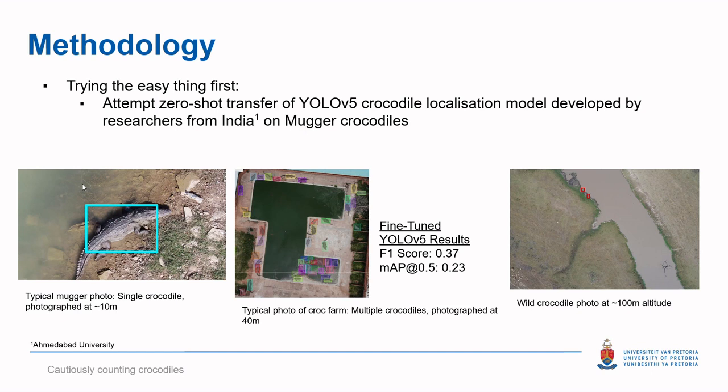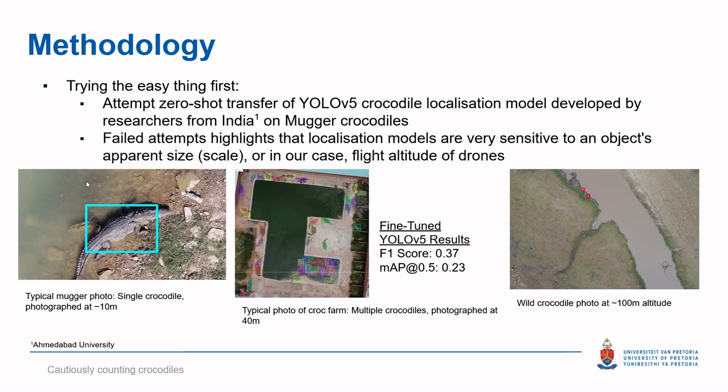In terms of our research methodology, we attempted the easy approach first. We identified a research study by researchers based at an Indian university looking at mugger crocodile identification using a YOLO V5 model. The fine-tuned approach as well as a zero-shot transfer approach was tested. However, the results were unsatisfactory. The main conclusion was that the variance in altitude, as shown in the images below, contributed to the unsuccessful identification of the crocodiles in our study.